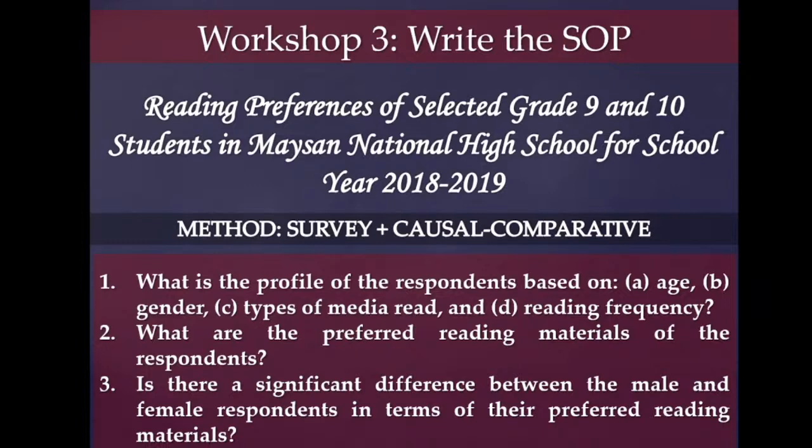Again, since this is a descriptive survey research, the first question must be about the profile of the respondents. The second question would be about the topic, which is the reading preferences. And lastly, to suggest the causal comparative nature of the research, there is a need to add a research question, obviously the third one, that asks for the significant difference in the reading preferences based on gender.